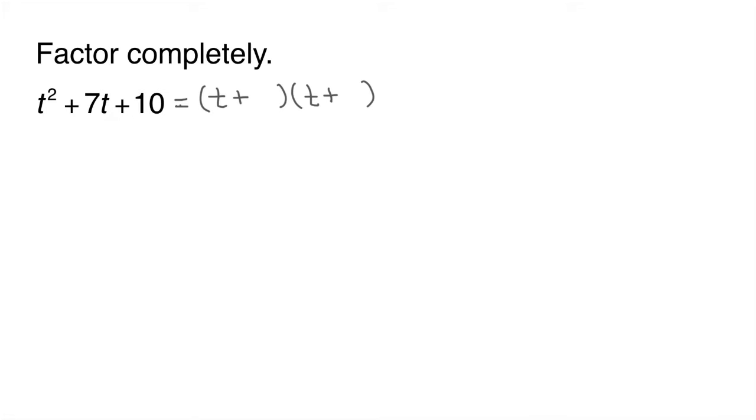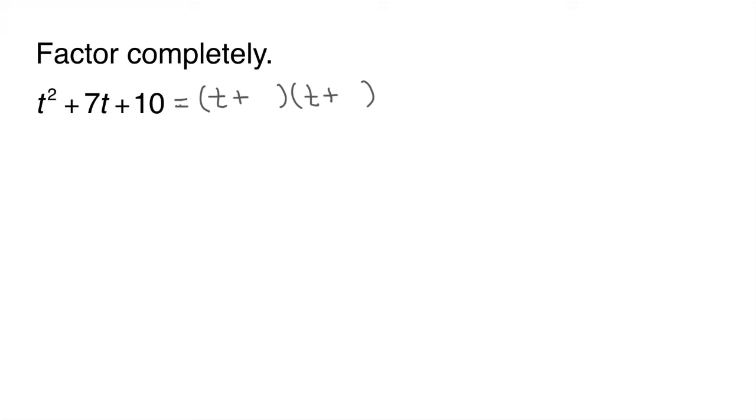Now for the constants in our binomials, we're looking for two factors of our constant 10 that when added sum to 7. Well, 1 and 10 are factors of 10, but those add to 11. 2 and 5 are factors of 10, and those do add to 7.